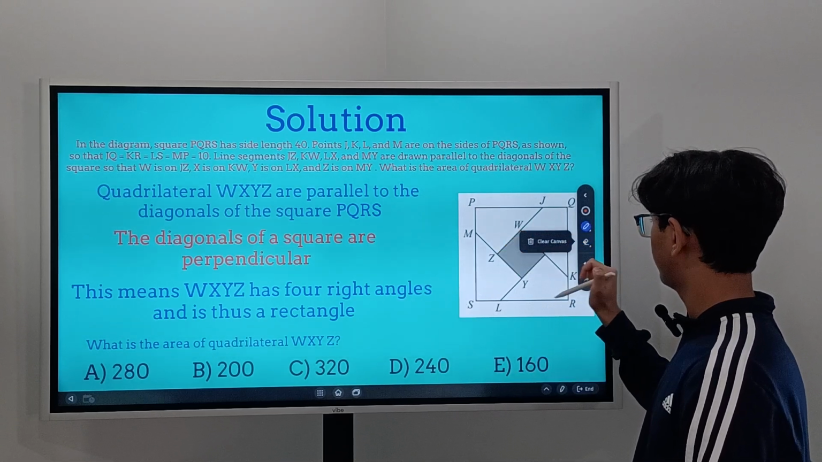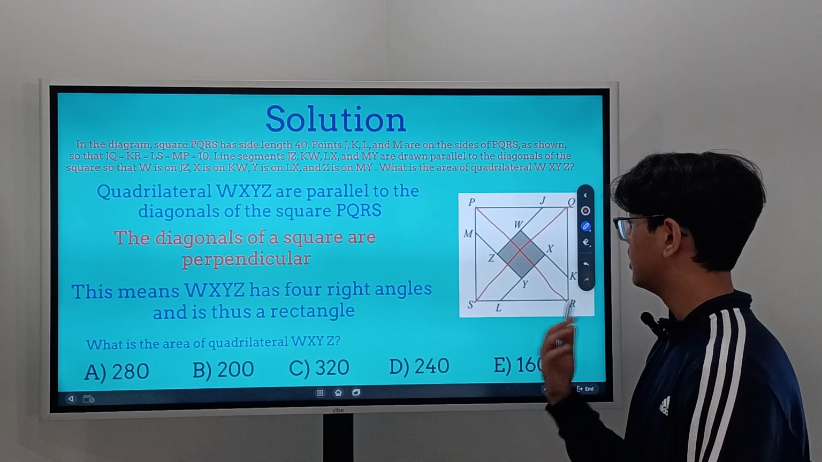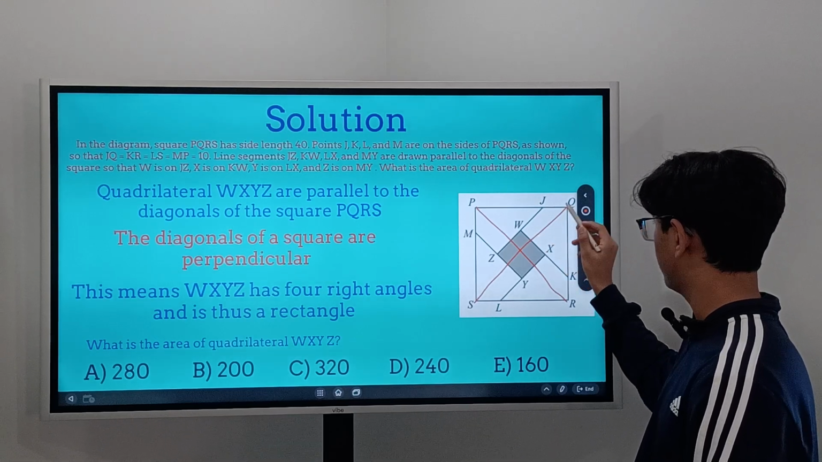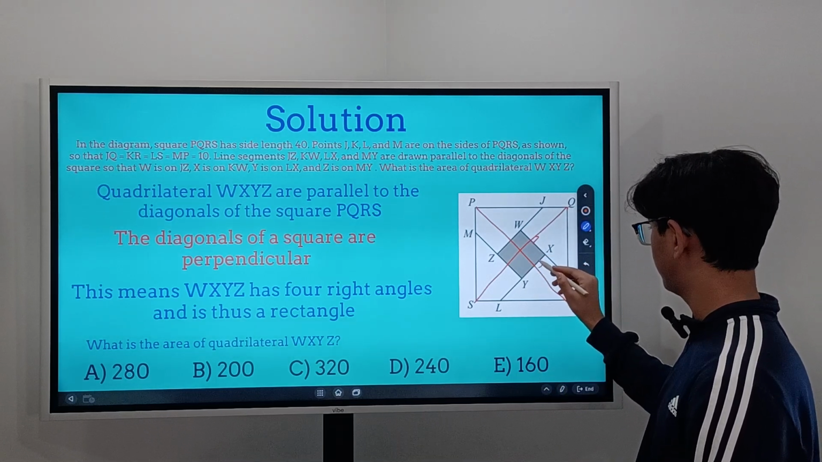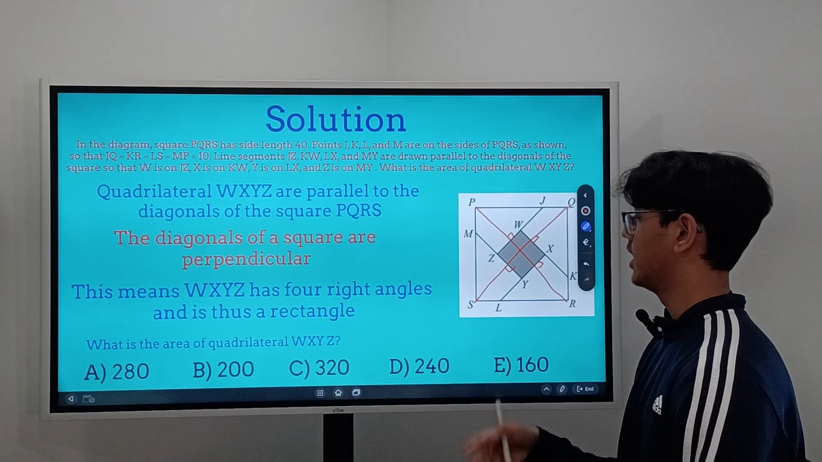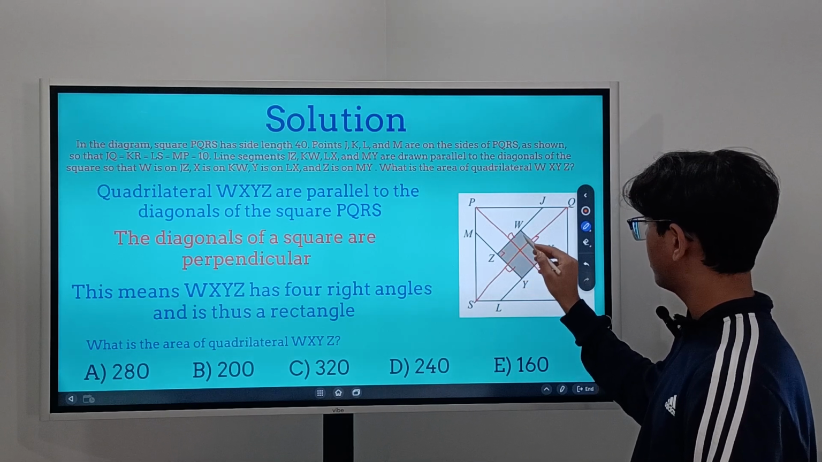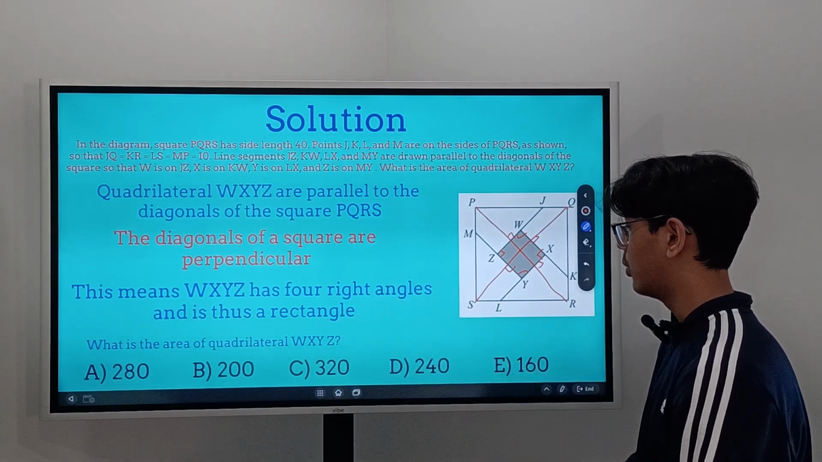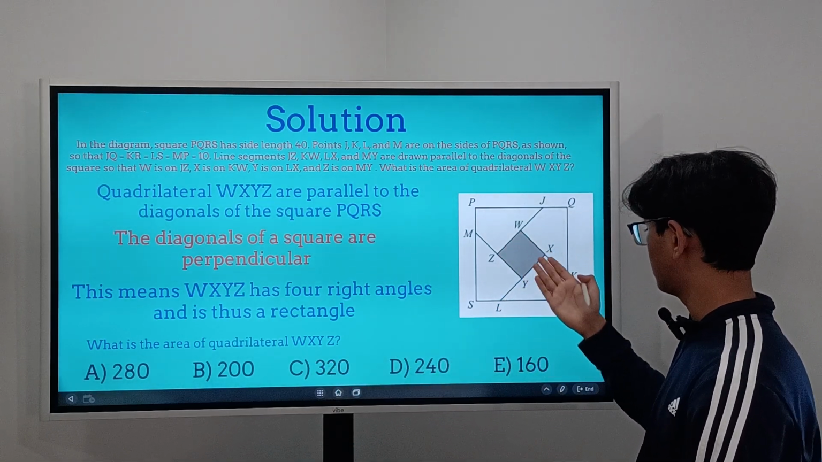Next, what we're trying to see is that the diagonals of the square are perpendicular. If we erase this and draw our diagonals once again, the diagonals of a square are perpendicular. As soon as we get this intersection here, we can see that this would be equal to 90 degrees, which means it's perpendicular. Same thing with this one here, these are all going to be perpendicular. This means that WXYZ has 4 right angles and thus is a rectangle. Since we know that this is perpendicular, there are going to be 4 right angles, one here, one here, one here, and one here. This is just the first part of the solution, where we're figuring out what this shape is.